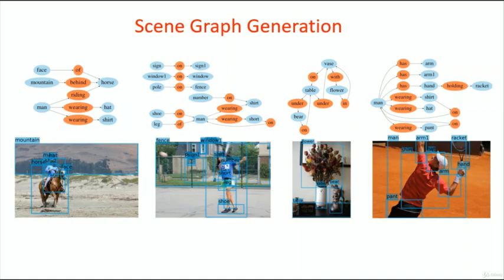Another topic in vision language task is called scene graph generation. So scene graph generation involves predicting the relationships between objects in an image. So we have a subject and an object, and we're trying to predict a relationship between these two. So this is called scene graph generation. So you generate a graph describing the objects and the relationships in an image.